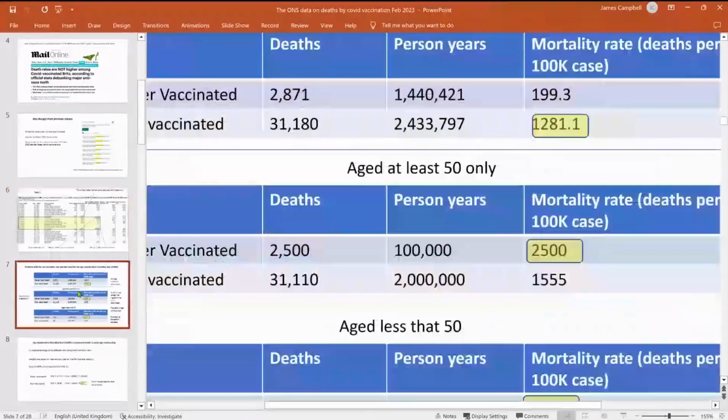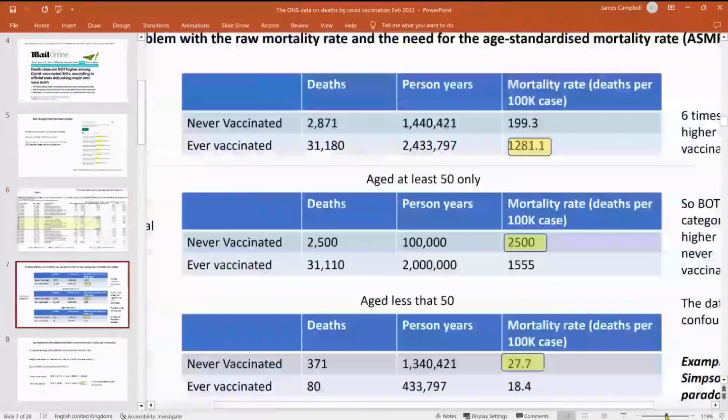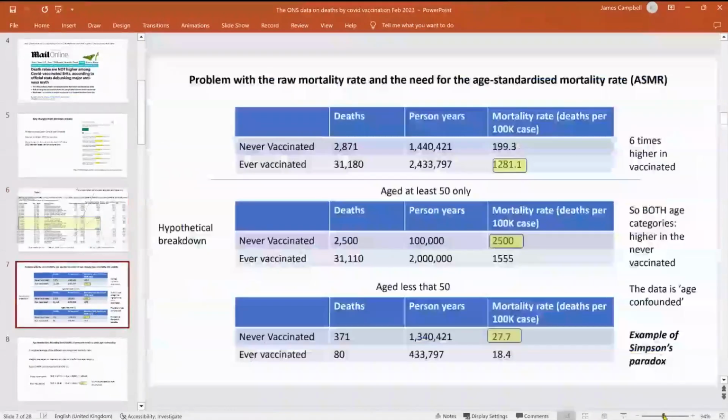Yeah, so this is basically... I just want to highlight the problem. This shows why you need to have the age standardized mortality rate.